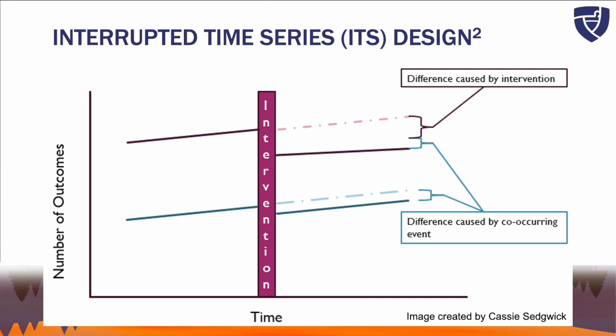Using a comparator group can help distinguish the effect of the intervention from other co-occurring events. This can help reduce historical and instrumentation bias. So we can take the difference in the extrapolated data line and the collected post-intervention data from the control group and consider that to be the difference that's caused by the co-occurring events. This can then be used in the intervention group to help determine what change in outcome is likely due to the intervention and what change was likely caused by the co-occurring events.